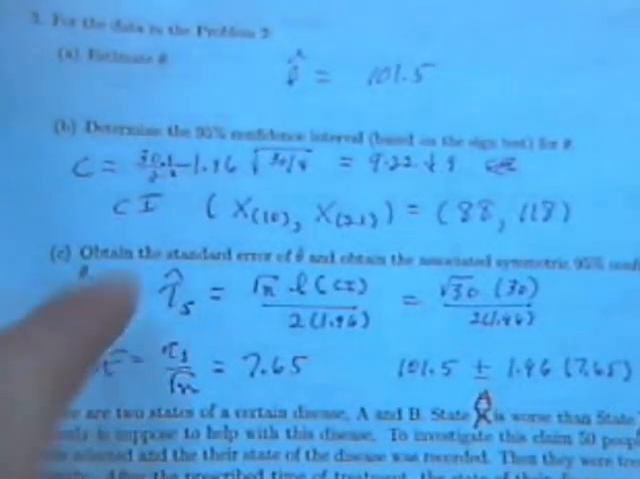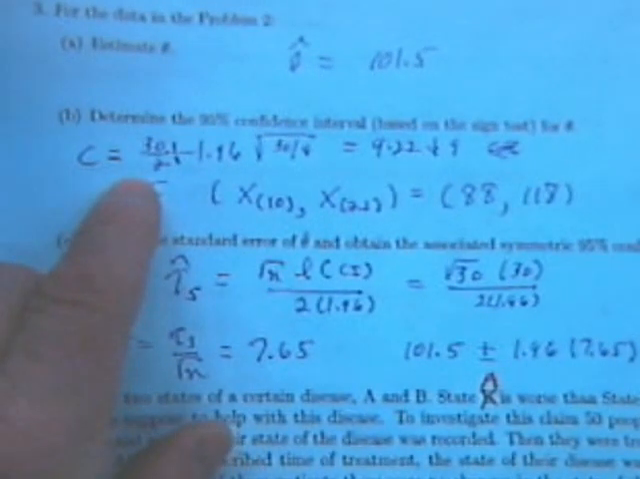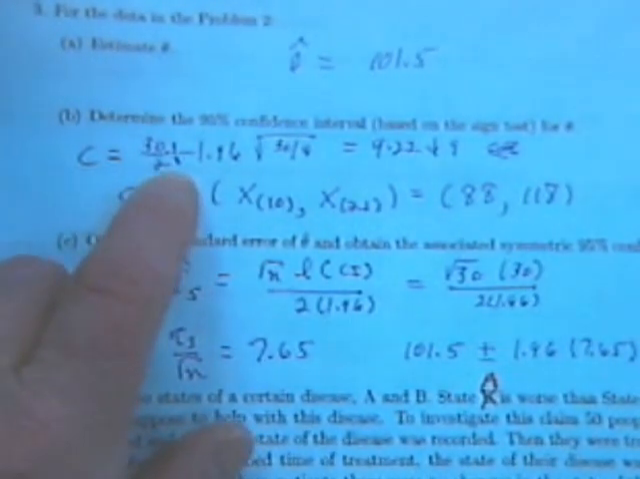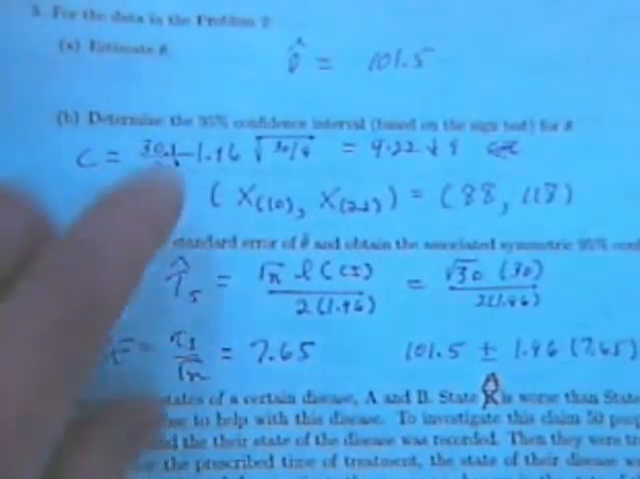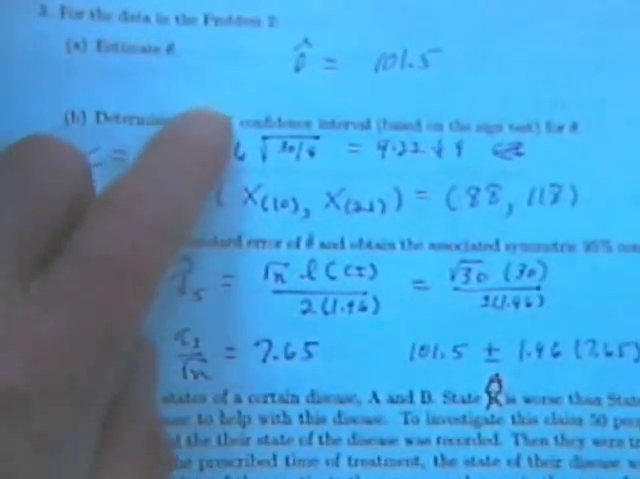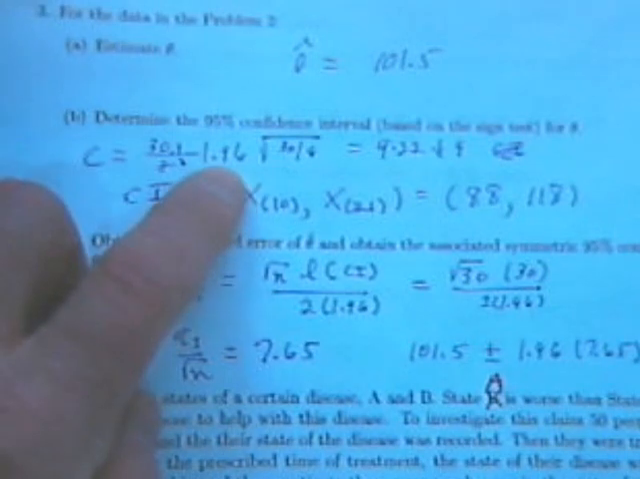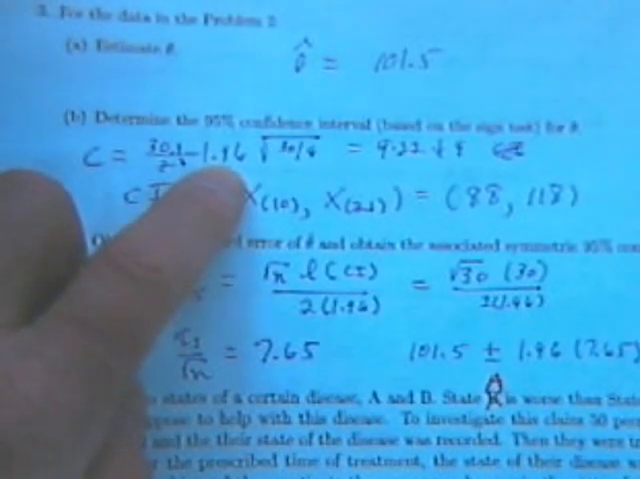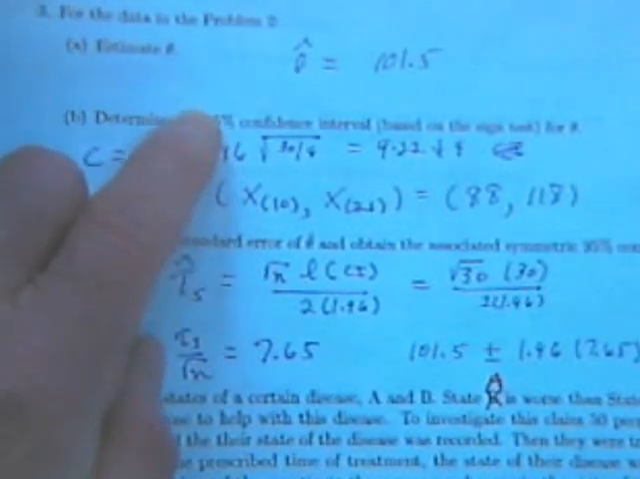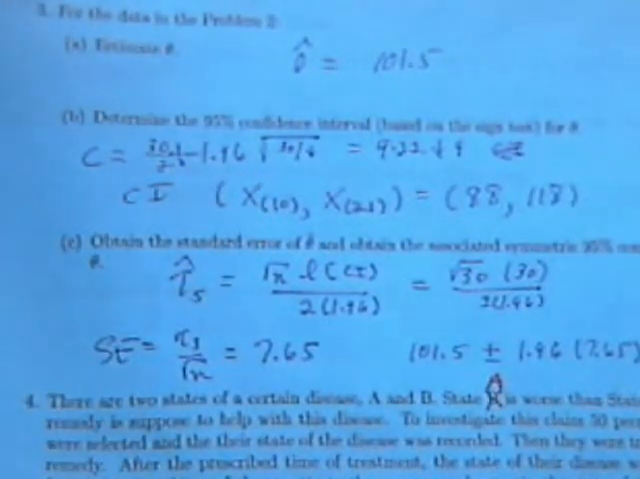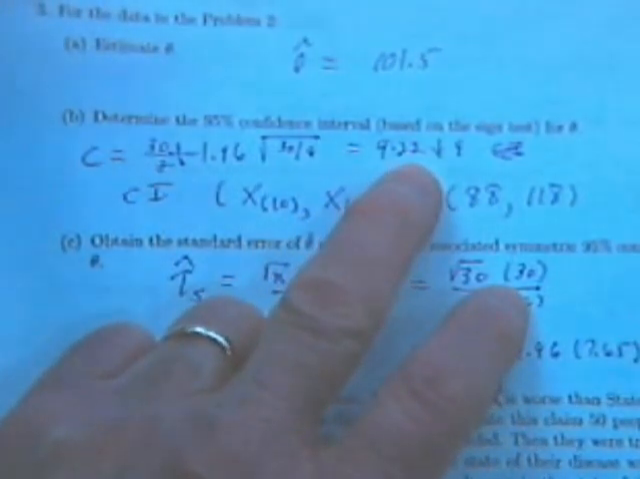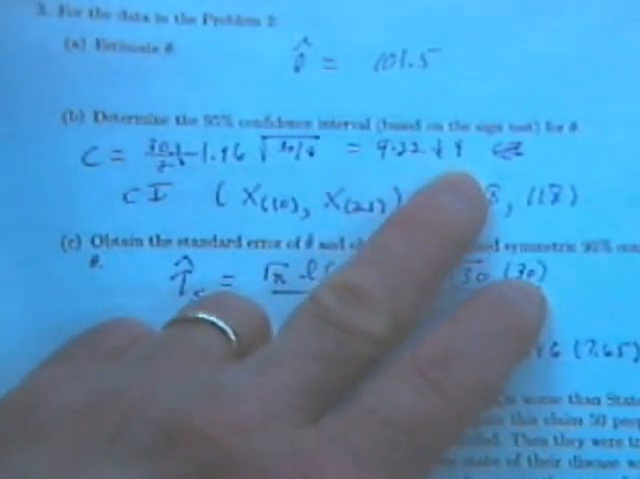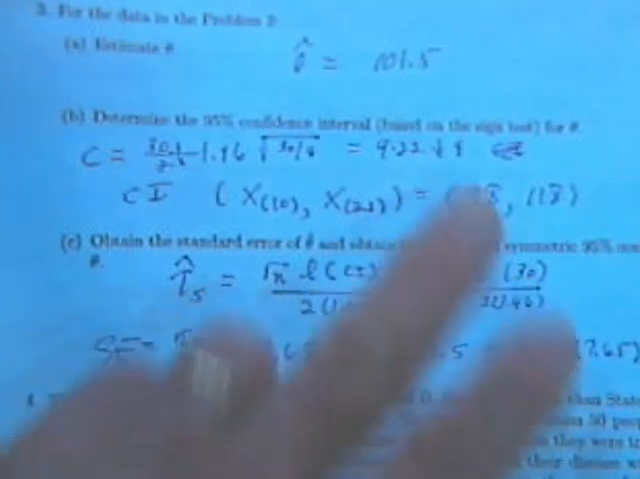The confidence interval, you have to compute the C, right? It's n over 2 minus 1/2 minus 1.96. Now that's for 95% confidence. That's Z alpha over 2, Z.025. If I change the confidence, I'll change this value. Anyways, that comes out to 9.22, and you just round to the nearest integer, so you round to 9.